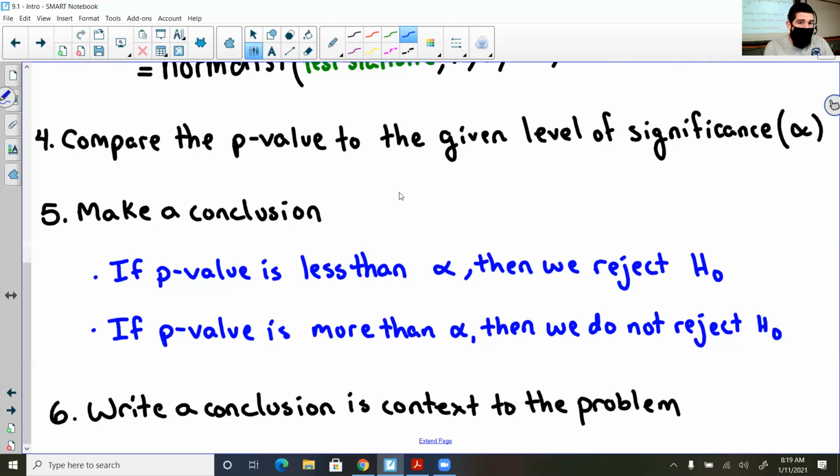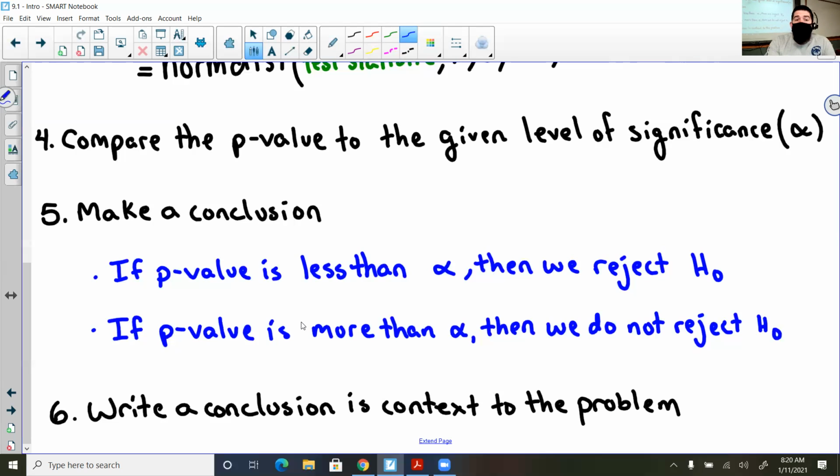Notice how I did not say that I am accepting my alternate hypothesis. I am not making the conclusion that it is definitely something less than, more than, or different. I don't know that. What I know is that I'm definitely rejecting it, and then I might be able to assume something else.